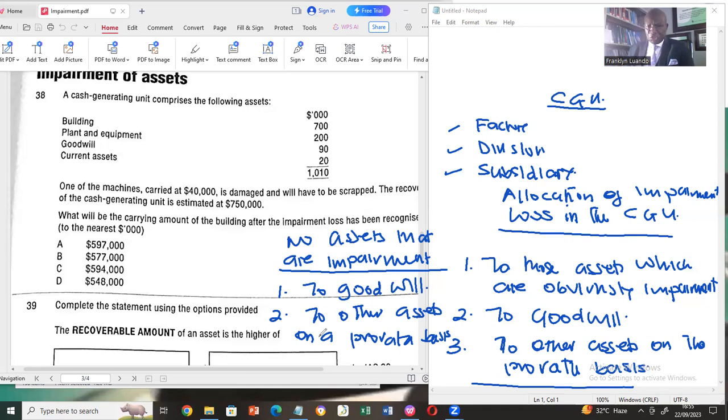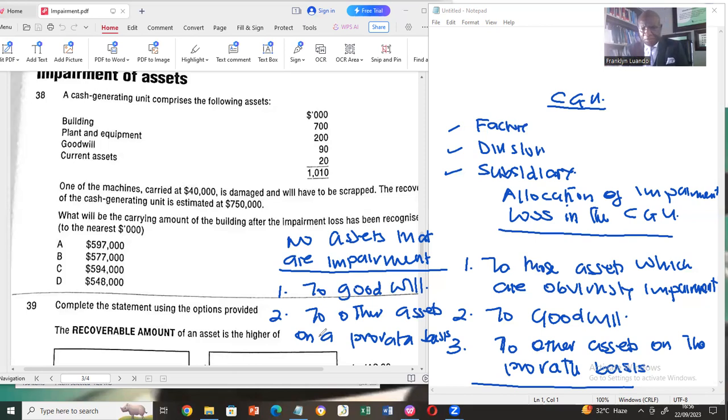The second point that you need to understand is that monetary assets are not impaired. So when we talk about monetary assets, we refer to inventories, receivables, cash. Those are monetary items, or rather current assets. So you do not allocate any loss to current assets because they are not impaired. They are outside the scope of IAS 36.